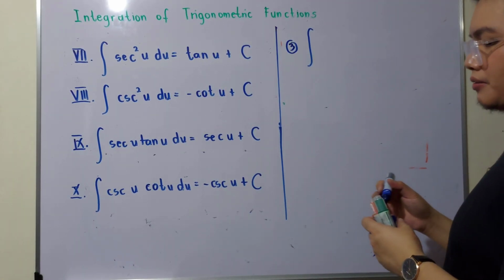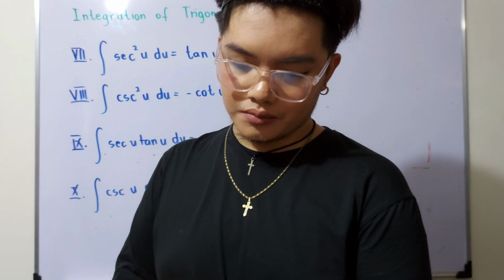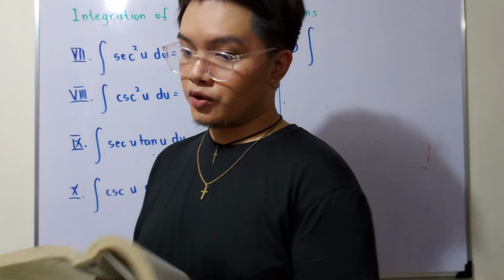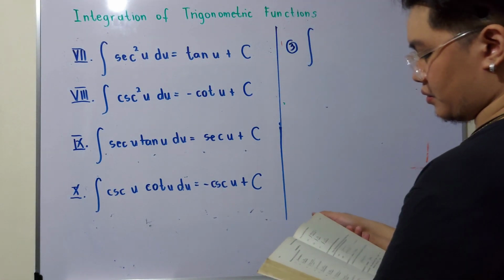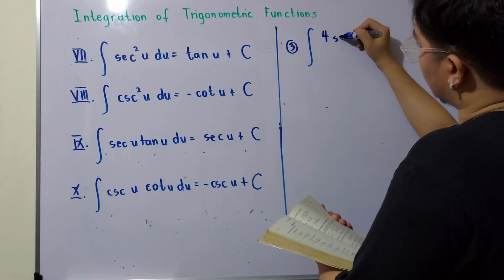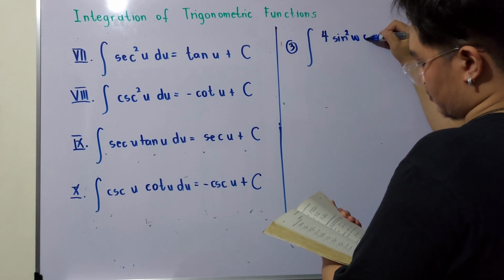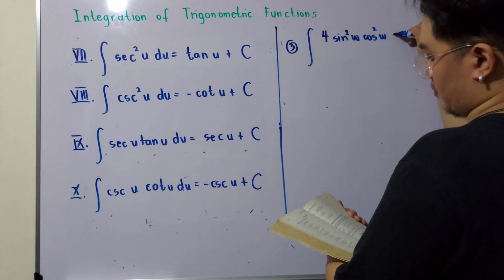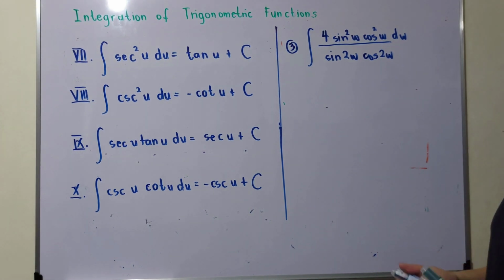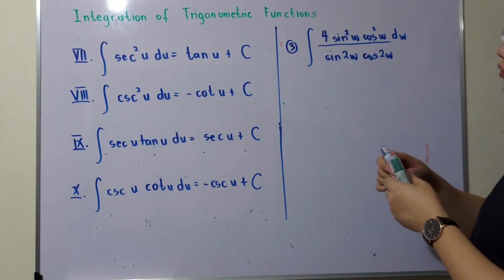Let's have here, po tayo sa book. Uy! Ito medyo tricky ito. Have here for sine squared w, cosine squared w, sine over sine 2w, cosine 2w.